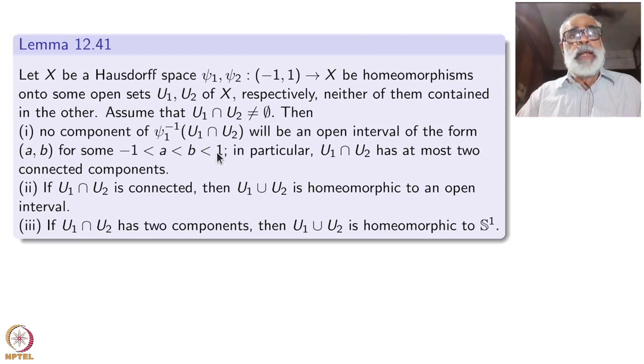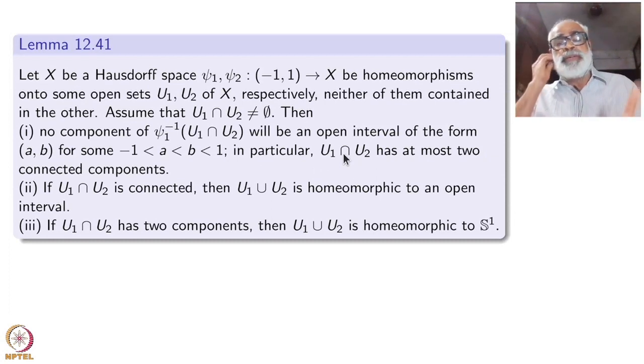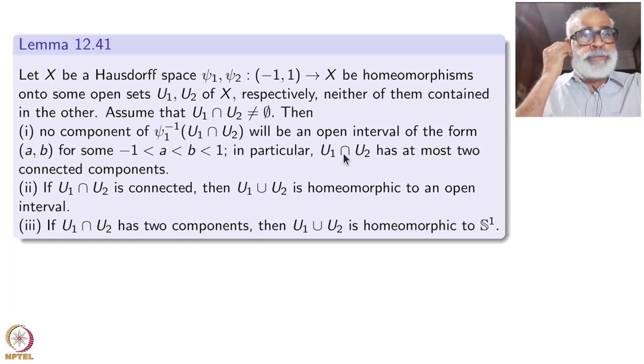Then what else can happen? It can happen only if one of the endpoints must be there in the interval. So I assume minus 1. If plus 1 is also there, it is the whole space. It cannot be the whole space. So it can only be minus 1 to b, or it can be a to 1. So there are only two possibilities. Therefore, the conclusion is, in particular, U1 intersection U2 has at most two connected components.